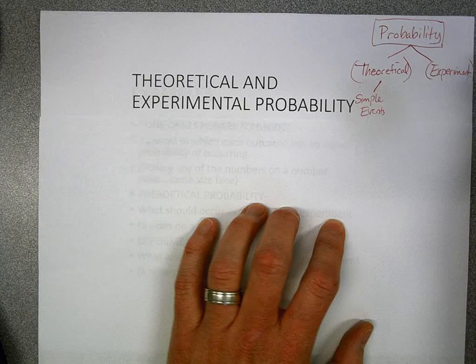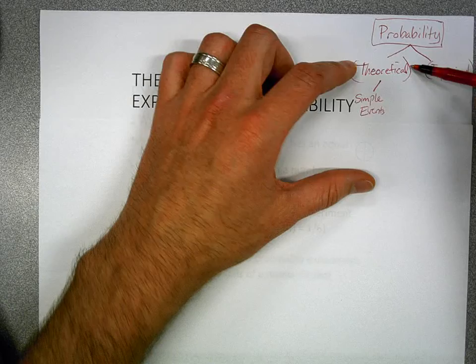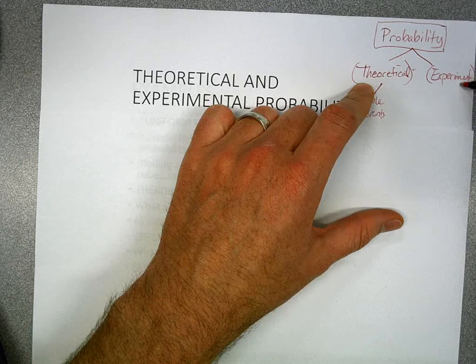So, I'm kind of teaching it backwards, but if I taught you this lesson before I taught you probability of simple events, it'd probably be more confusing. So you have a background of what probability is, and now we're going backwards. I just taught you theoretical probability, which was simple events. Now I want to talk about how it differs from the other type, the experimental.